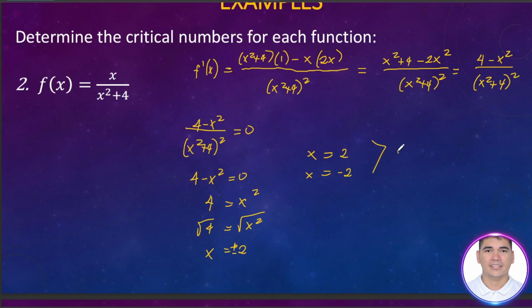These are what we call critical numbers. That is so easy to determine the critical numbers. So, ulitin ko, first is to determine first the derivative and then equate mo sa 0, then find the value of x. And the result will be our critical numbers.